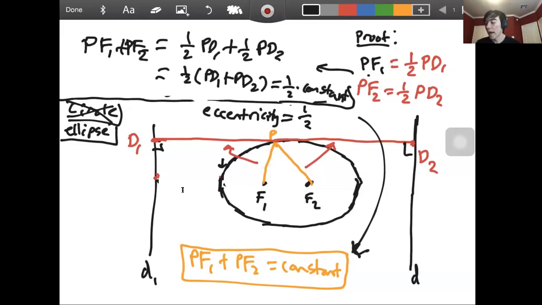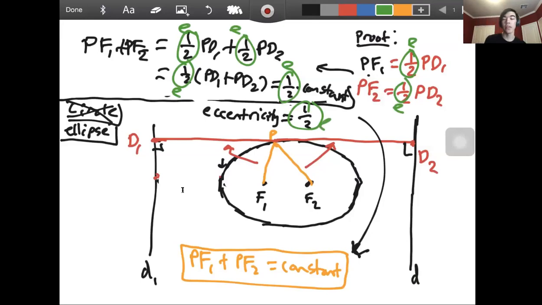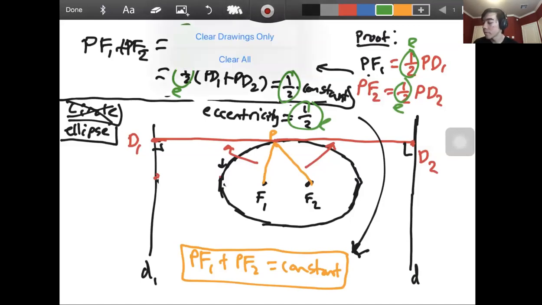Now, I used 1/2 here. Let me circle all the times I used 1/2. These 1/2s can be any number between 0 and 1. That's the eccentricity. So normally this 1/2 will be replaced with a little e, denoting eccentricity. But the proof is still the same. I think this proof is pretty cool. Okay, what else?